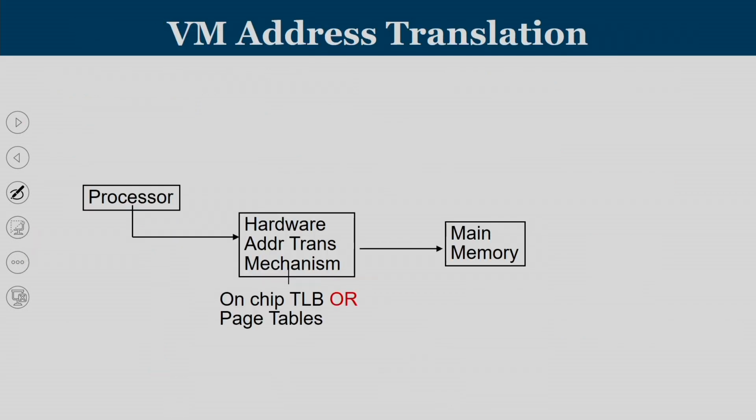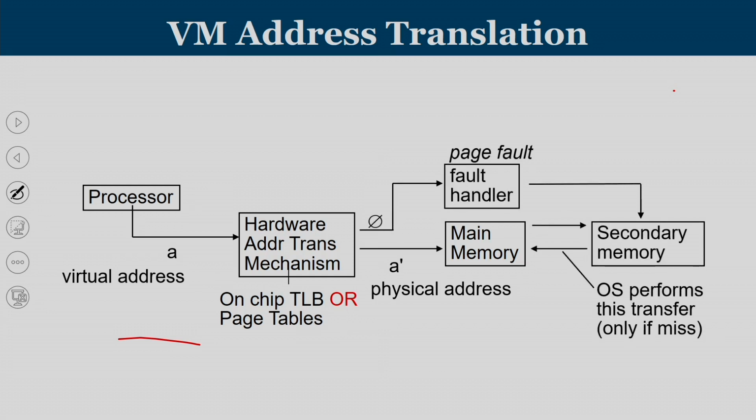Now, how is this being done? Typically, when a processor is going to give you something, the processor will give a virtual address. You have a hardware address translation mechanism. It can be an on-chip TLB, translation lookaside buffer, or a page table. And what are they going to give? They are going to give you a physical address. So whatever is a virtual address A, this A is converted to A dash. From a virtual address, you get a physical address.